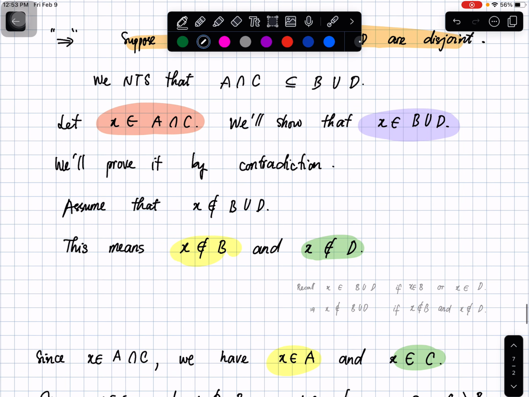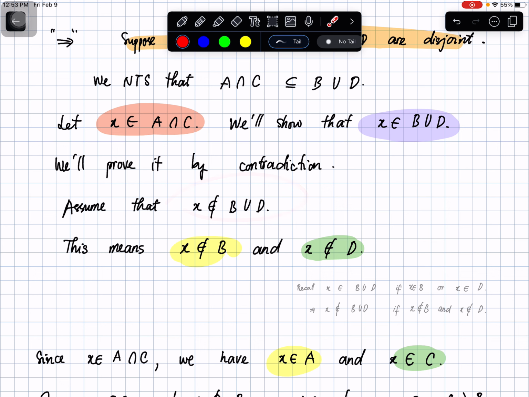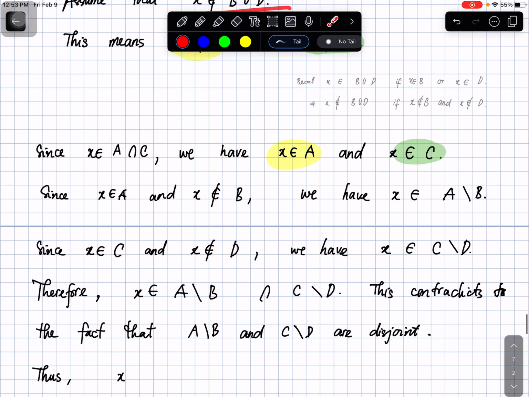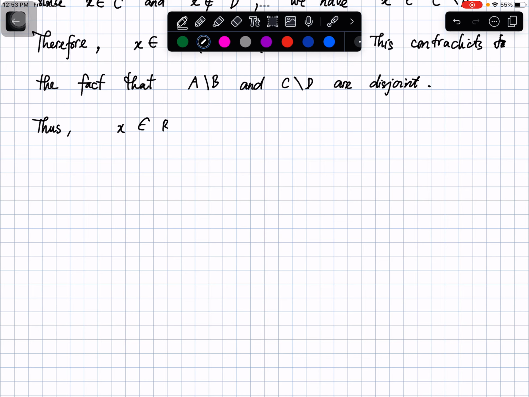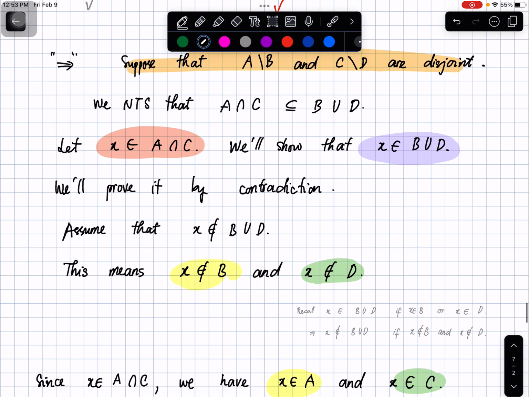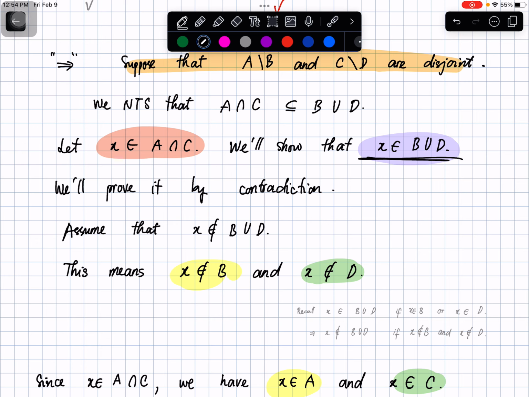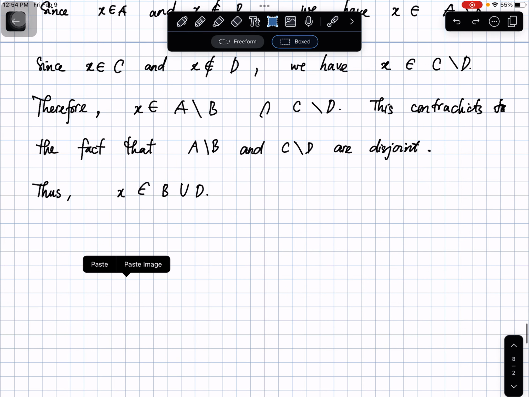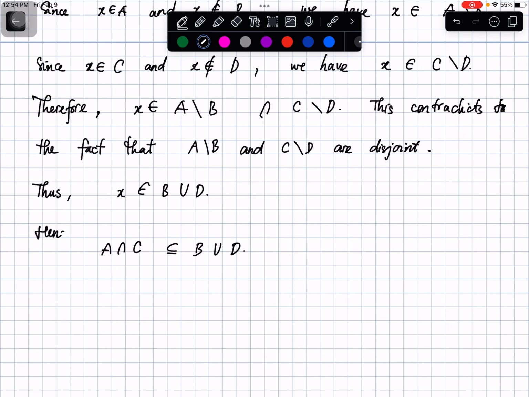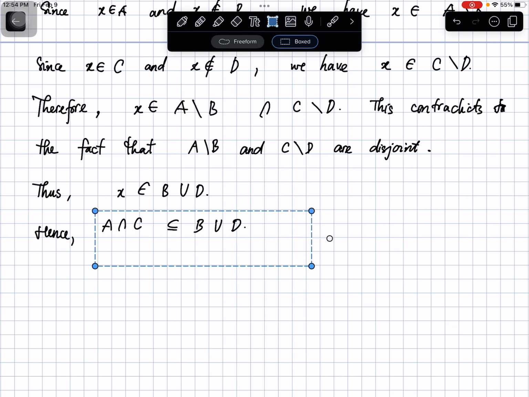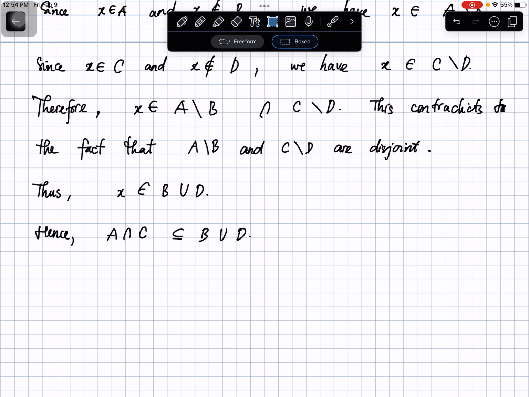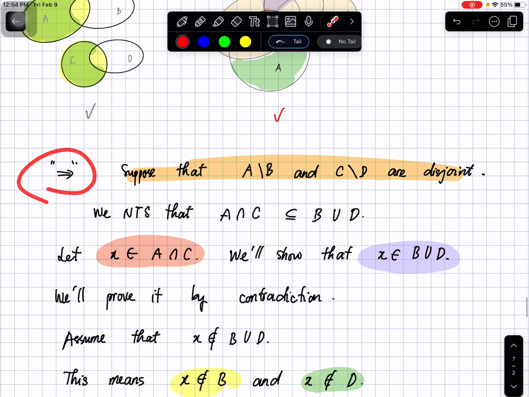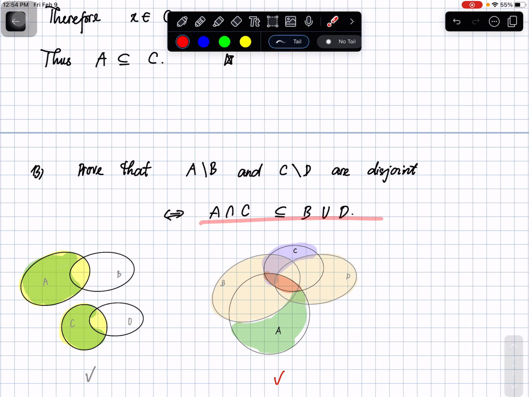We assumed that x is not in B union D. This is wrong, so x must be in B union D. So we showed x is in B union D, and therefore we have this subset. And hence A intersect C is a subset of B intersect D. So this is the first part, the forward direction. Now we do the backward direction.